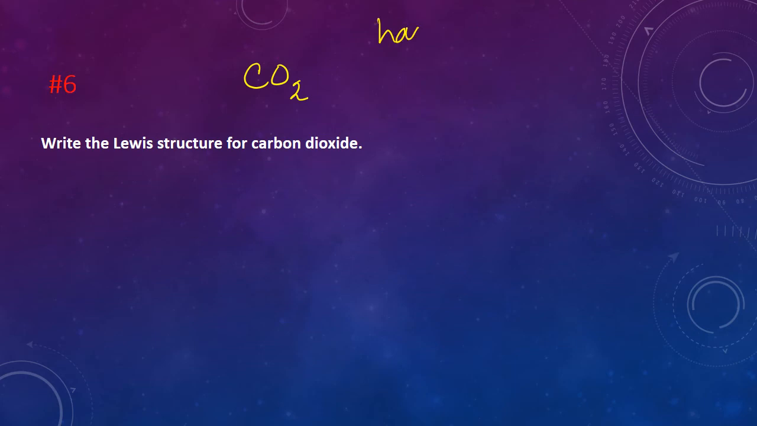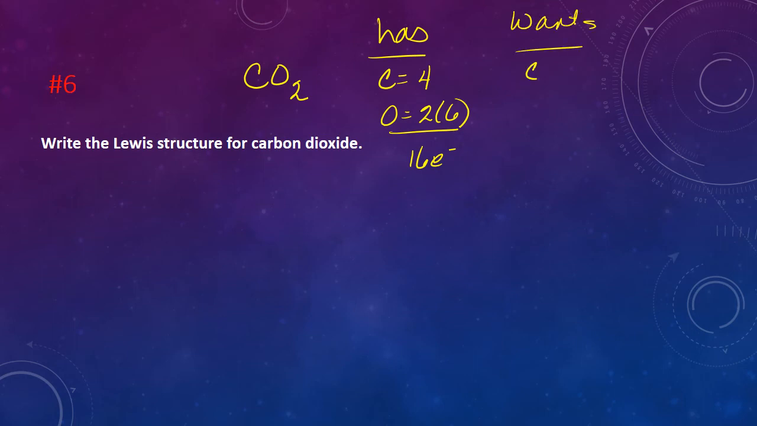All right, the HAS. Carbon has 4. Oxygen, well, there's 2 of them, each have 6. So that's 16 electrons. And it wants, well, carbon wants 8. Oxygen, there's 2 of them, and that one wants 8. So that's 24 electrons. And when I subtract those, 24 minus 16, that's 8 electrons. 8 bonding electrons, divided by 2 for 2 per bond, and I end up with 4 bonds.